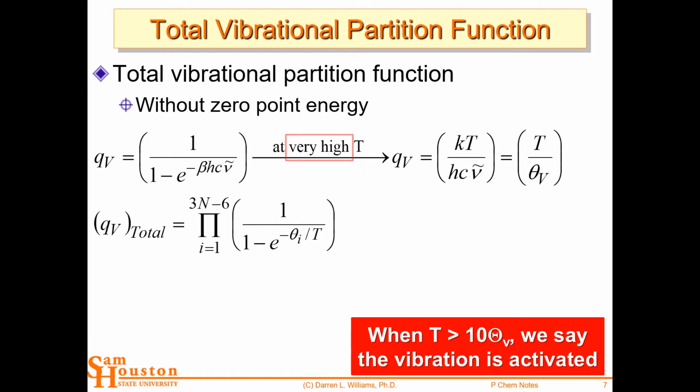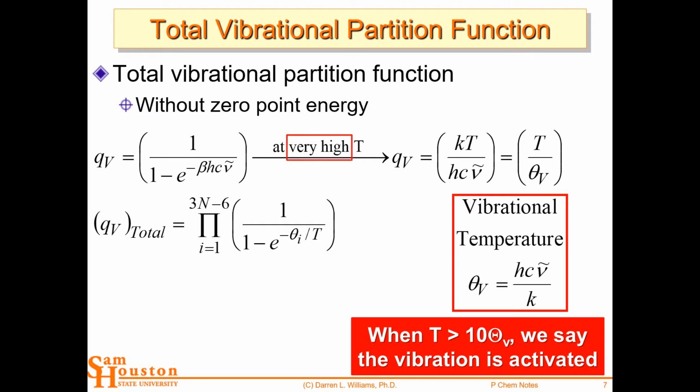So the total partition function is the product of all of the 3n minus 6 vibrational partition functions. So a molecule like water has 3 different vibrational modes, and so it would be all 3 of those multiplied by each other. I put this in red because it's important. When temperature is greater than 10 times the vibrational temperature, then we say that vibrational mode is active or activated. That just means a substantial number of molecules are in the excited states on that vibrational motion. And so this vibrational temperature, just to review, that's that equation, hc nu over k.